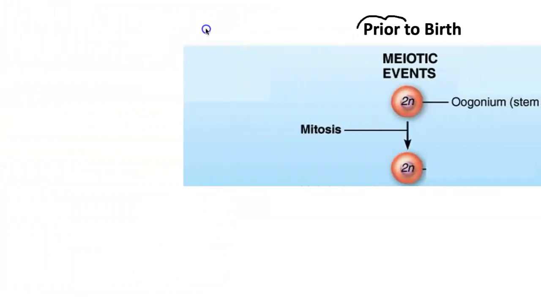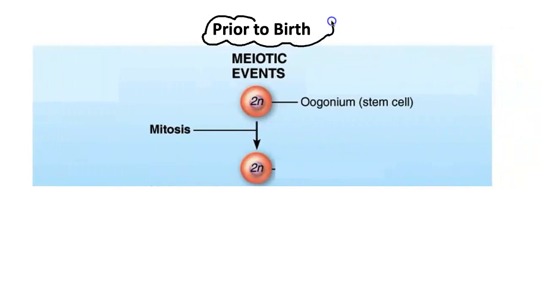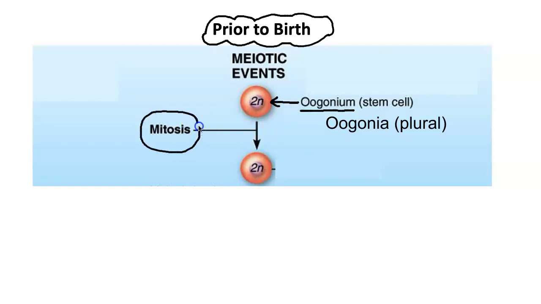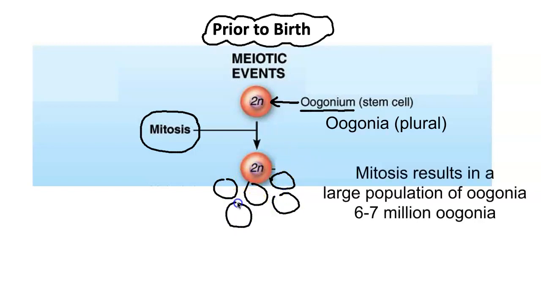So the way this works is that prior to the person being born, there are cells that will populate the ovaries called oogonia. Here is an oogonium, singular. And these cells that populate the ovaries, the oogonia, divide by mitosis. That's regular cell division. They divide by mitosis just to give us a large population of oogonia. There's about 6 to 7 million oogonia within the ovaries at about month 5 of development.